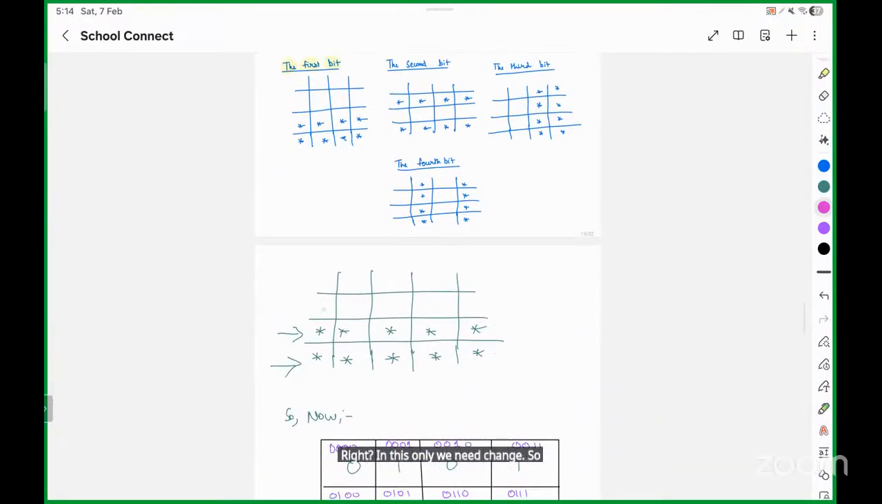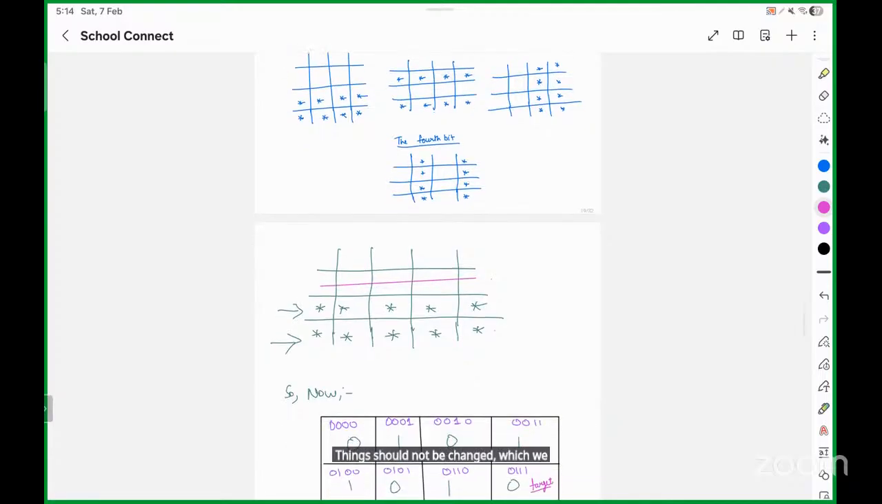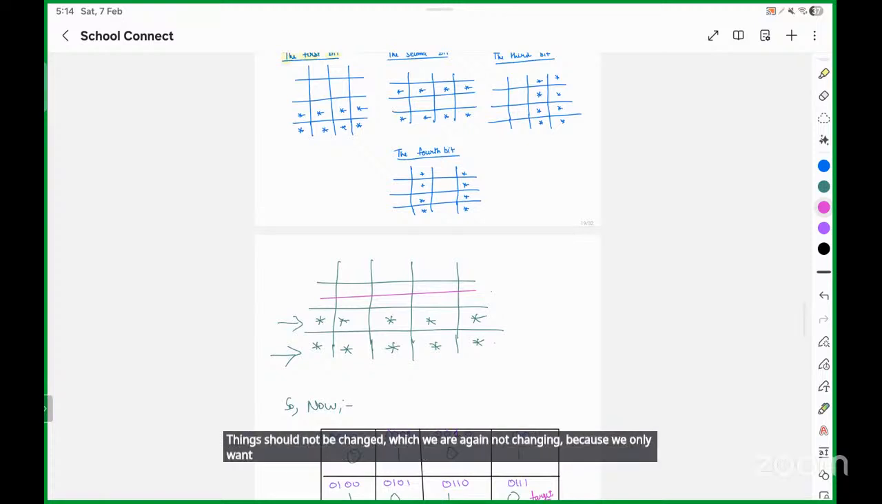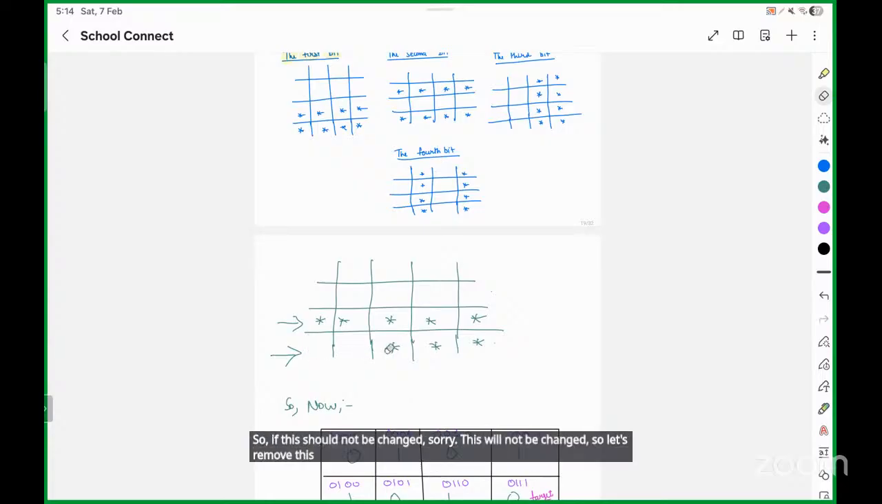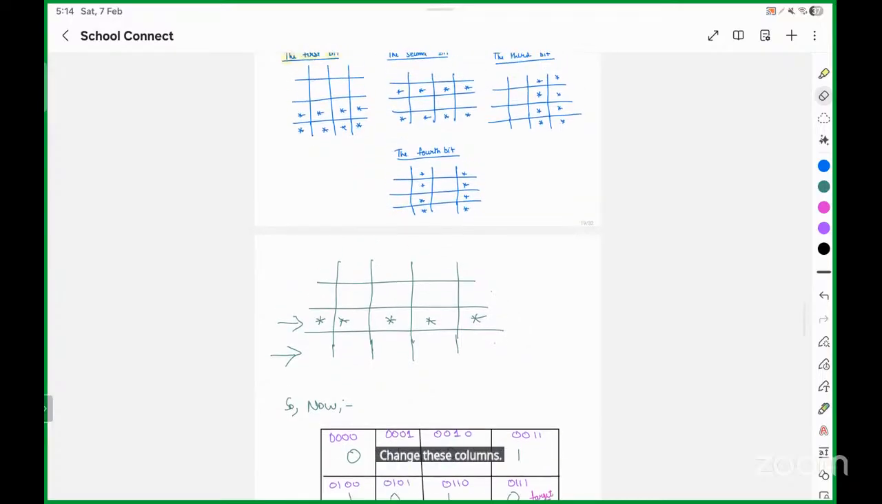So that means these things should not be changed, which we are again not changing because we only want the change in the first bit. And in this case, these bits should not be changed. So if this should not be changed, sorry, this should not be changed. So let's remove this. So by default, we can't change these columns, these coins, sorry.